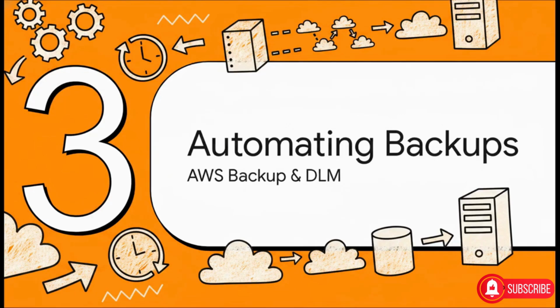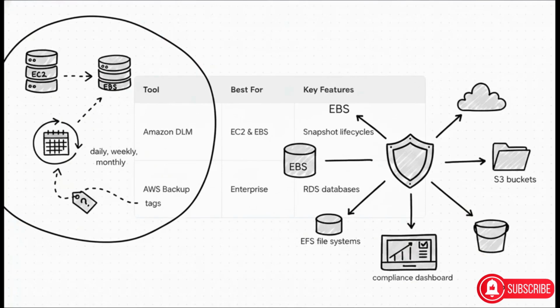Let's hit Section 3, automating your backups. You definitely don't want to be doing this manually, so AWS gives us 2 awesome tools to put this on autopilot. First is Amazon Data Lifecycle Manager, or DLM. You'll want to use this for targeted EC2 and EBS workloads to set up daily, weekly, or monthly retention schedules just by using resource tags.